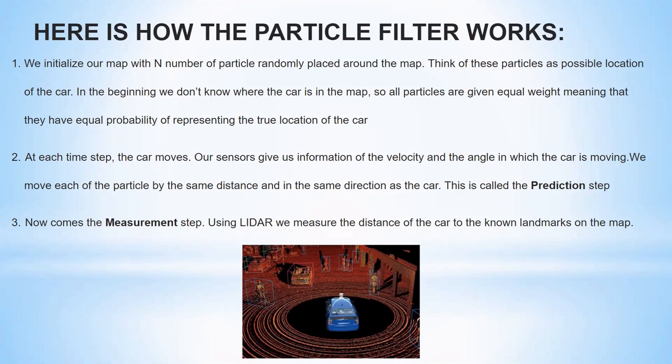Third, now comes the measurement step. In this, using the LiDAR sensor, we measure the distance of the car to the known landmarks on the map. LiDAR uses laser for measurement and generates a point cloud of the world around it, providing the car with fairly accurate position X and position Y values. However, one of the disadvantages of using LiDAR in this case is that it is not very accurate in poor weather conditions or if the sensor gets dirty.